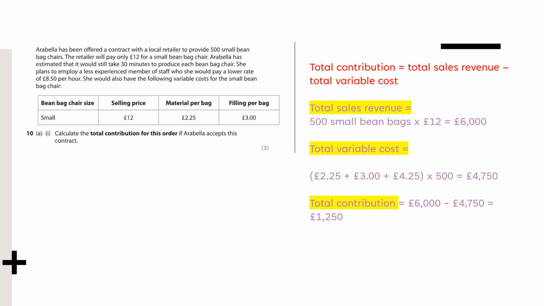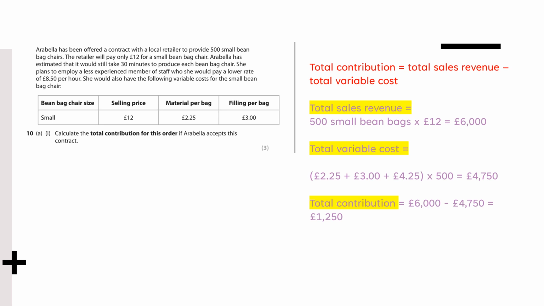Now remember that whenever you're doing the questions, always write down the formula, as that will give you an extra mark. So the formula to work out the total contribution is total sales revenue minus total variable cost. Now to work out the total sales revenue, we look at the amount of units that are being sold and the price for them. So the amount of units that are being sold in this question is 500 small beanbag chairs, and the price that they're being sold at is £12. So you do 500 times 12, and that gives you £6,000. So the sales revenue is £6,000.